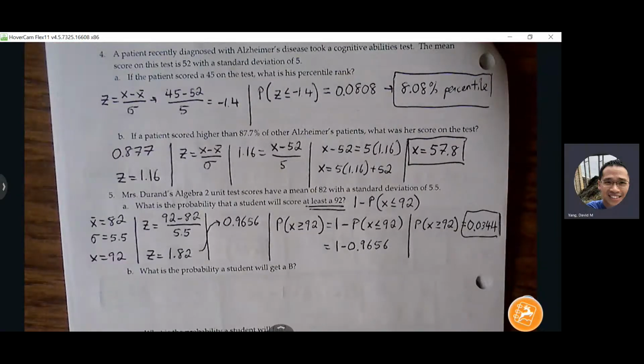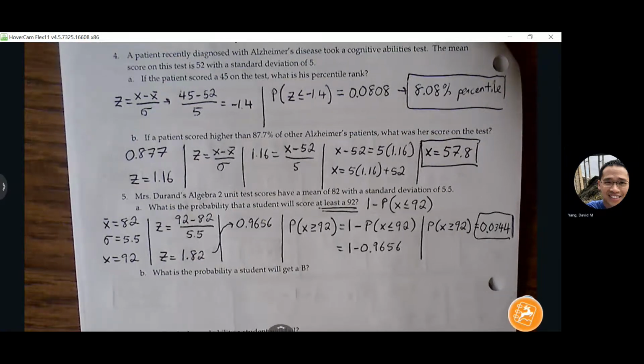Okay, number 5A is where we have to involve 1 minus the probability, right? We're looking for something greater, so. Another thing to keep in mind, if you ever see the word percentile or percentage, that means you're looking for a number out of 100. If it's asking for a probability, then it's a decimal that is less than 1. So for 4A, you're asking for percentile rank, so you're looking for a number out of 100. But for number 5A, it's asking for the probability, so you're going to leave it as that decimal, 0.0344.